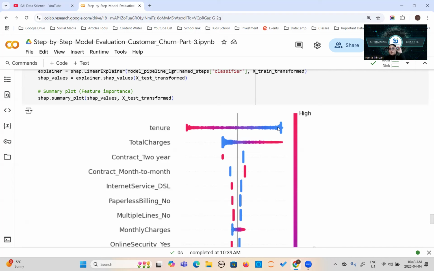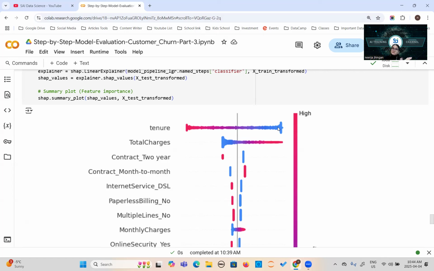But blue means low value of tenure. This means 6 months, 2 months, 3 months. So you need to understand it in a very clear way. Listen to me again. These SHAP values show you how your model is using this feature, or in other words, which feature is pushing your model towards the prediction, helping the model.